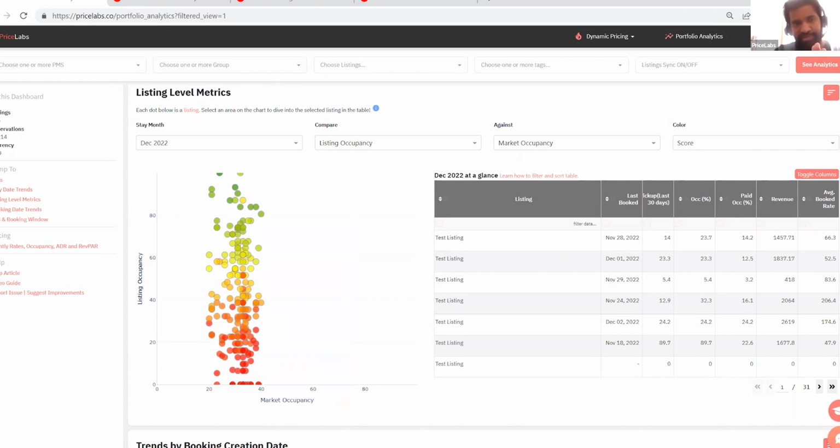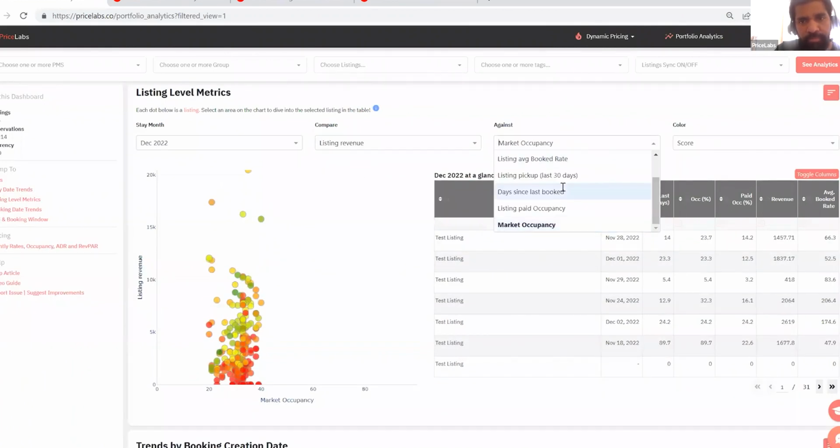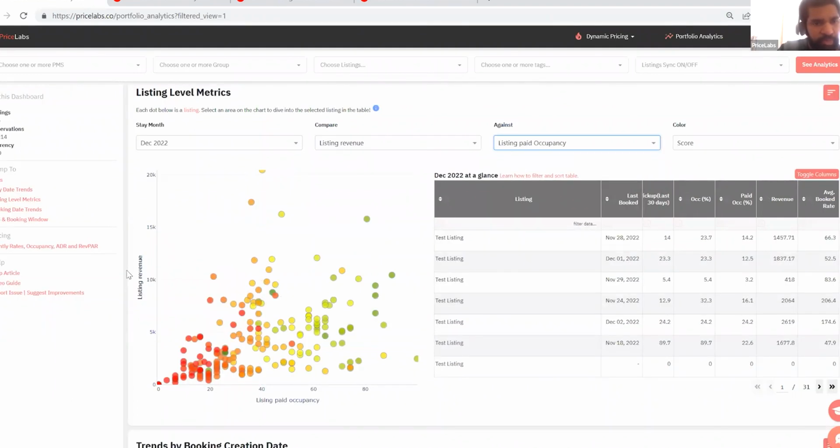The use case is our listing level metrics, and how I can try to interpret this data. The number two thing that you can sometimes quickly see is, you often hear, hey, what occupancy is the right number to target? So I can quickly compare, let's say, my listing revenue against my listing paid occupancy here. So I'm now comparing listing revenue versus my listings' paid occupancy, how occupied was I. And you can see it's not always all equal.